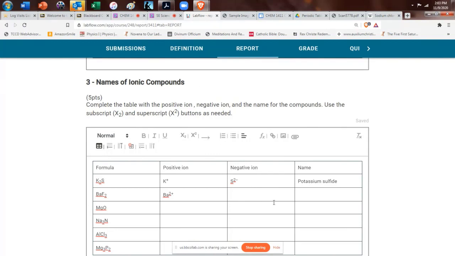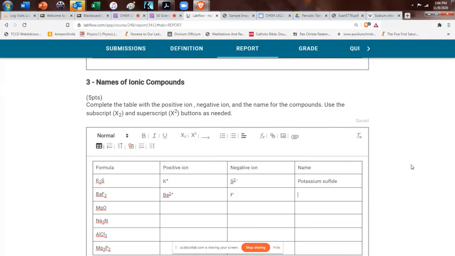Chlorine, right next to neon, it'll gain 1 electron. It'll be a minus charge. Once again, I don't have to put the 1 minus. I'm just going to put minus. Now, it might still accept it if you put 1 minus, but just put minus.